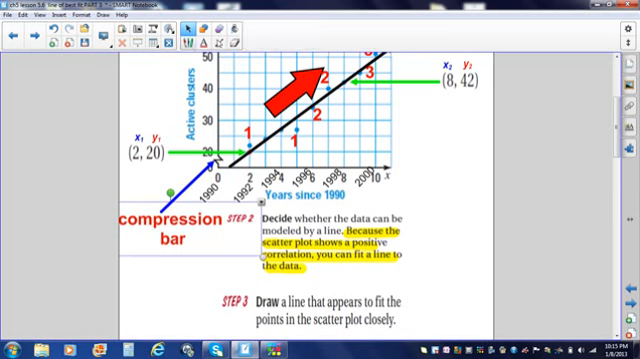This right here in math is called a compression bar. This is called a compression bar because instead of counting 0, 1, 2, 3, 4, 5, 6, all the way up to 20, we can draw a compression bar that says, hey, I know this goes from 0 to 20, but I'm not going to list all the numbers in between. So that is called a compression bar.